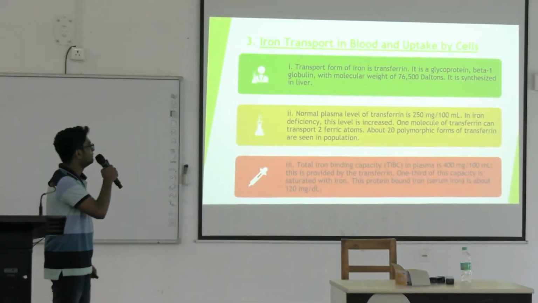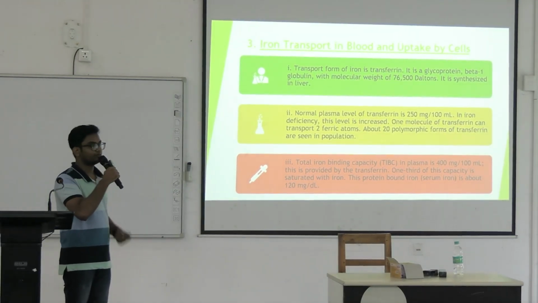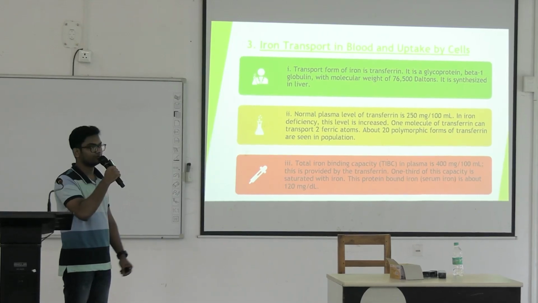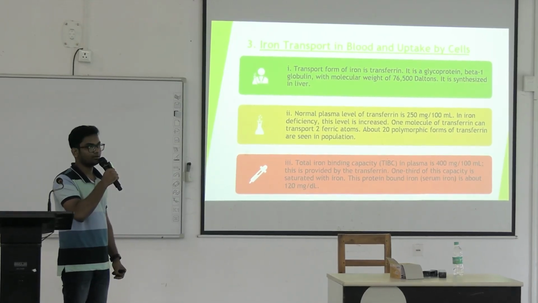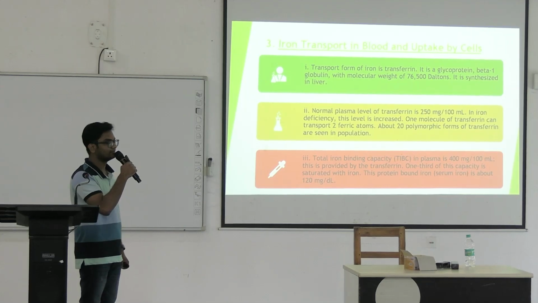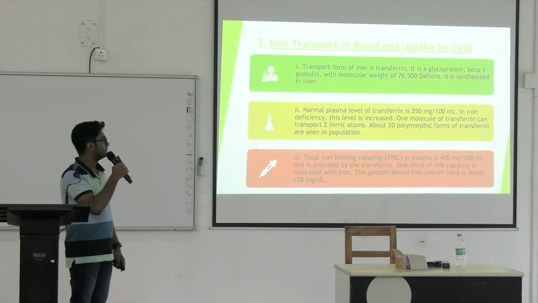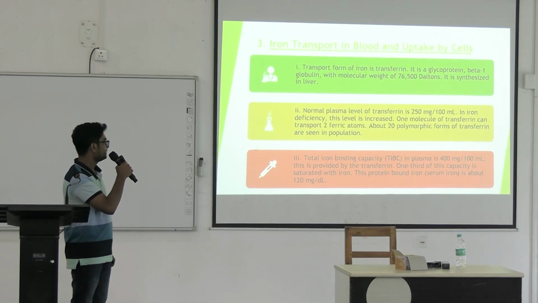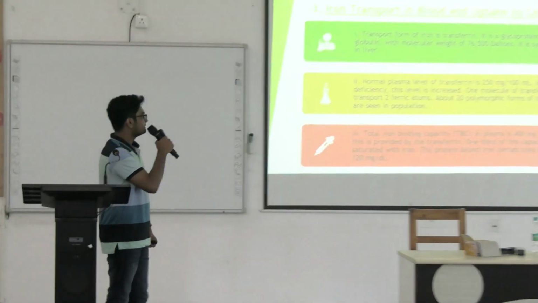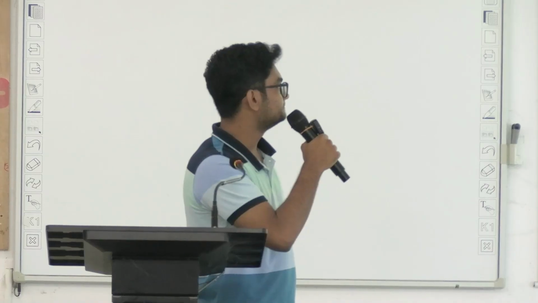Okay, iron transport in blood and uptake by the cell. So, iron is transported mainly by the transferrin molecule. This is a glycoprotein made up of beta-1 globulin, and its molecular weight is 76,500 Dalton, and it is synthesized in liver. Normal plasma level of transferrin is 250 mg per 100 ml, and in iron deficiency, this level is increased. A molecule of transferrin can transport two ferric atoms.